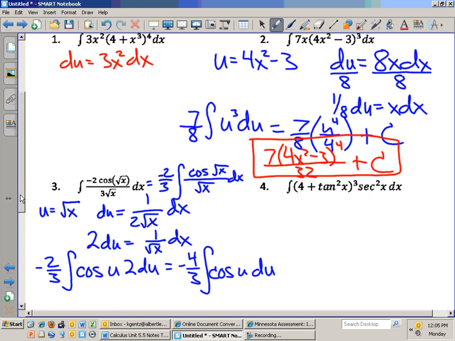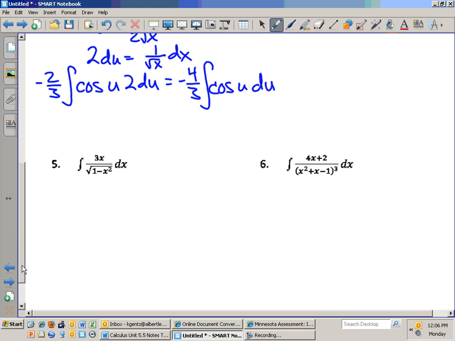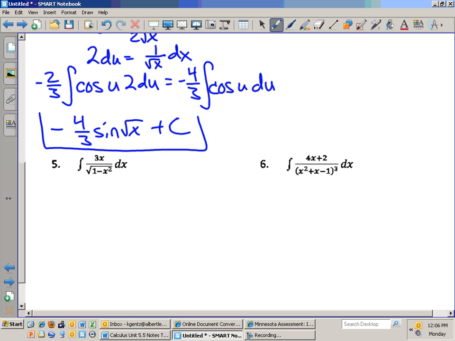Okay? Same process. So now we evaluate this. What is the antiderivative of cosine? Sine. So I have negative 4 over 3 times the sine of u plus c. And I can replace that u with what? The square root of x. There's my antiderivative.